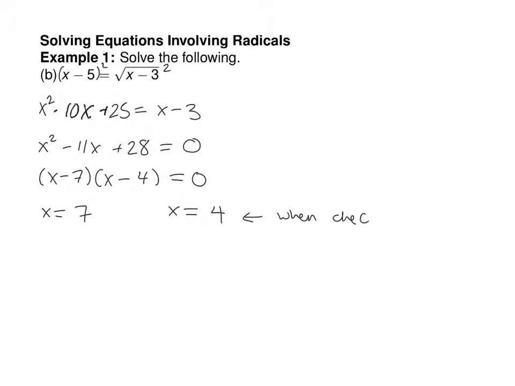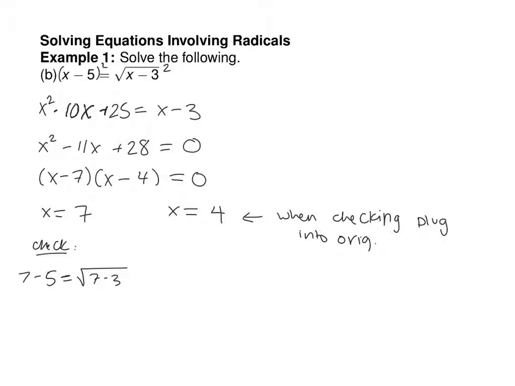When checking, plug into the original. Does that make sense as well? Always the original, because the place where you introduced extra answers happened somewhere in one of the first steps. So let's try 7. Does 7 minus 5 equal the square root of 7 minus 3? Does that work? It appears to, right? 7 minus 5 is 2, and 7 minus 3 is 4, then the root, you get 2.